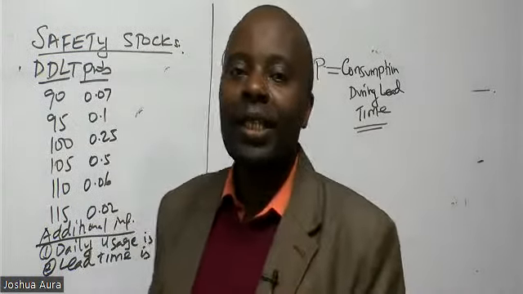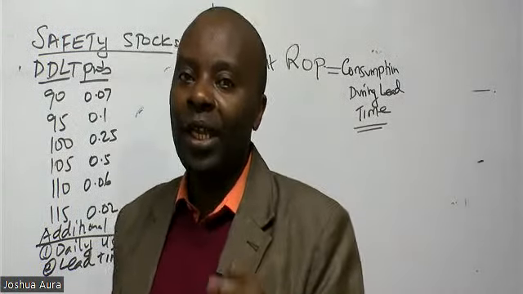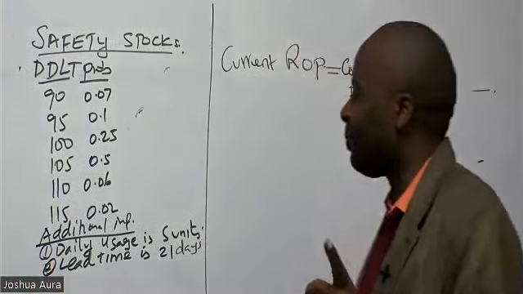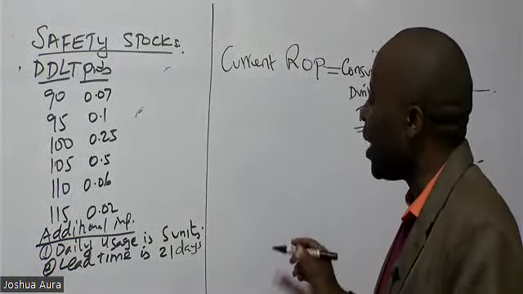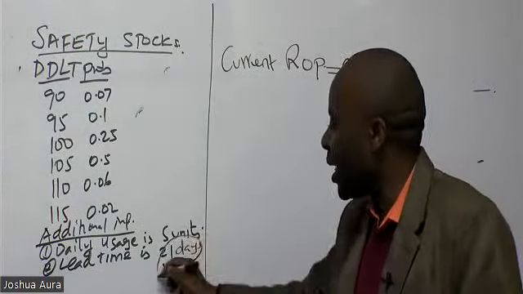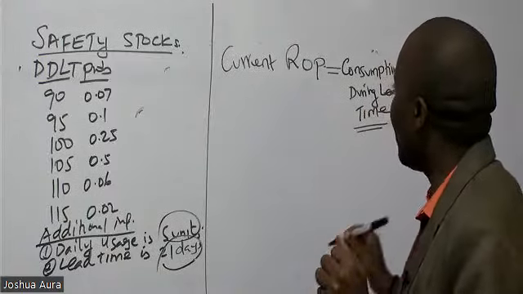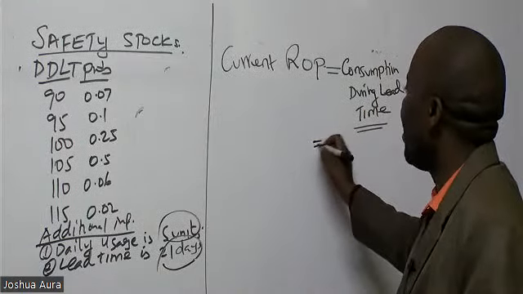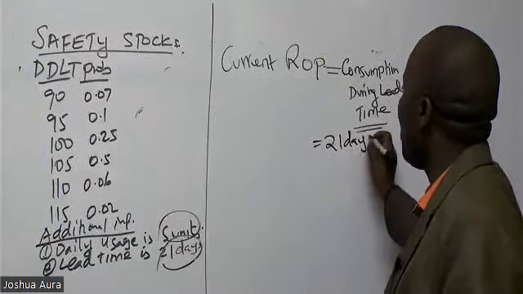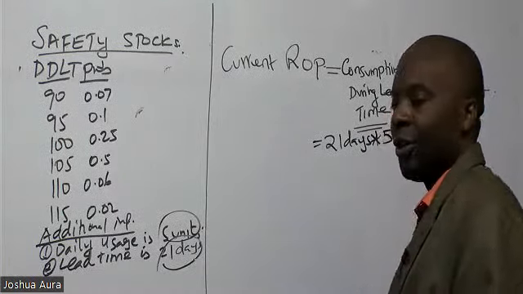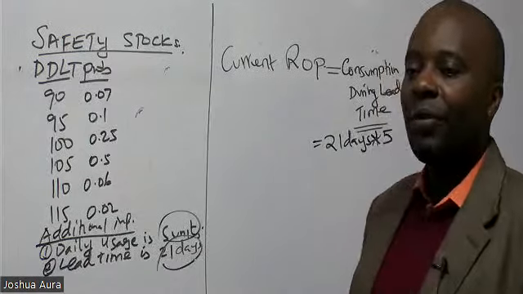Fortunately, they have given us the lead time number of days. We've got 21 days, and each day we normally consume 5 units. So the total consumption during lead time will be 21 days times the number of units you're consuming per day. So 21 times 5 gives me the current ROP.